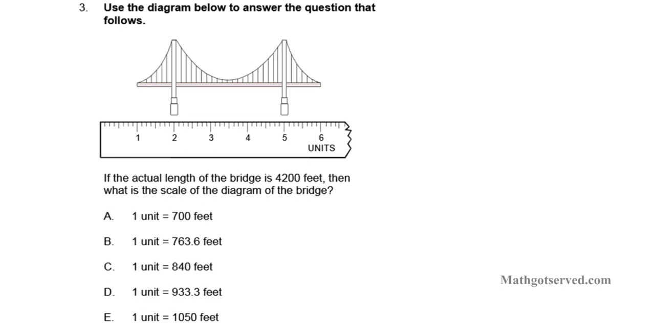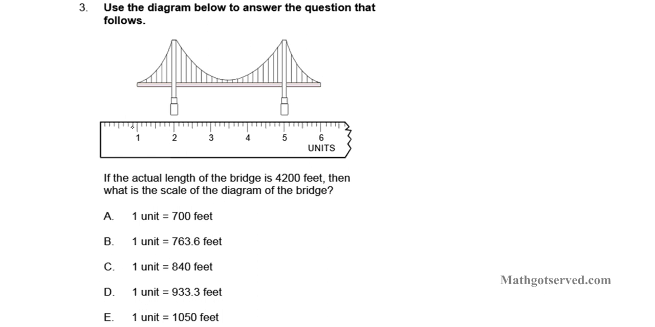It says use the diagram below to answer the question that follows. So we have a ruler here and then a bridge. It says if the actual length of the bridge is 4,200 feet, then what is the scale of the diagram of the bridge? Alright, so when you're taking the CBEST, you have to be really, really careful when you're dealing with units and also measurements, okay? Because if you make the slightest assumption, you might get the question wrong.